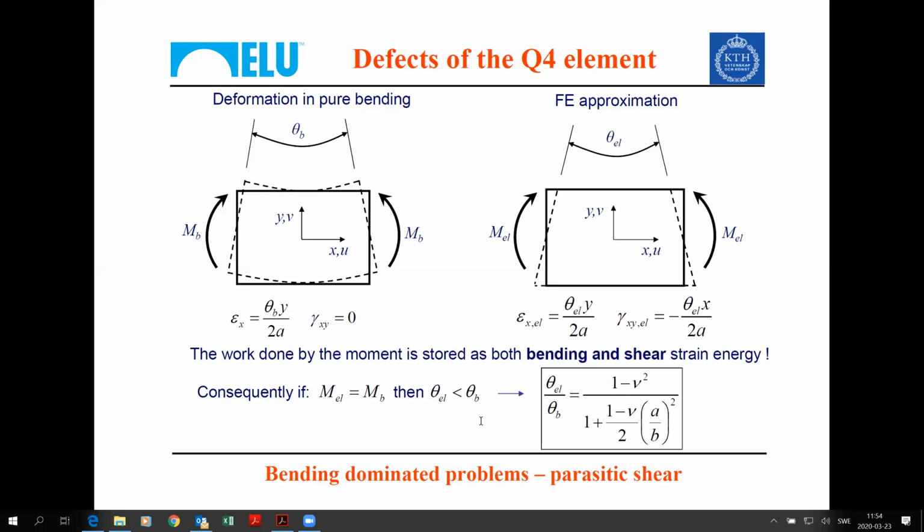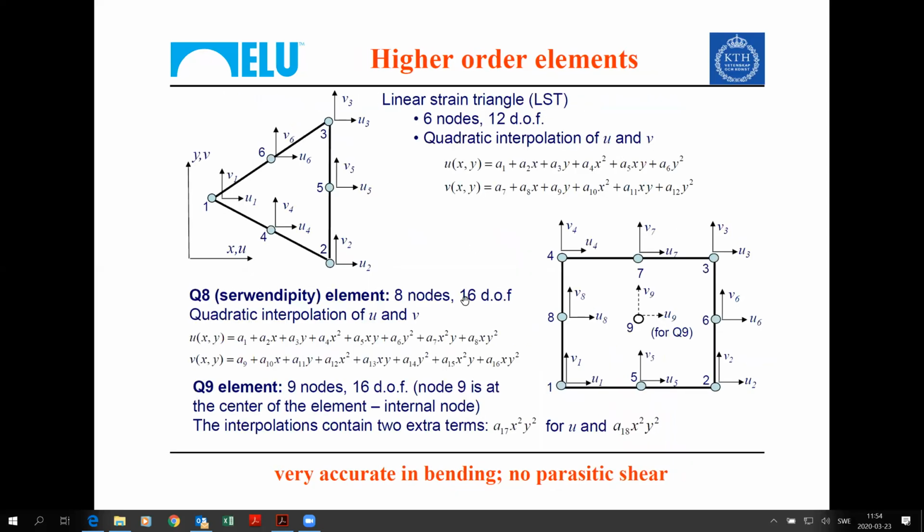Now, are these 3-noded and 4-noded elements the only ones at our disposal? And luckily, they are not. We can define the so-called linear strain triangle. In this case, we have 6 nodes. So we add a node at the mid sides of the element.